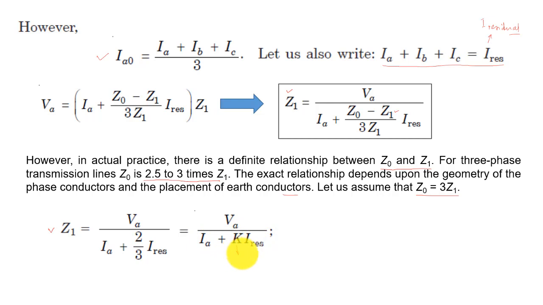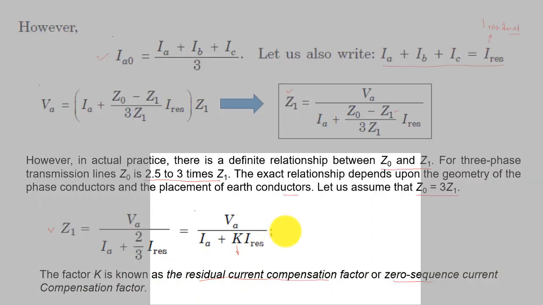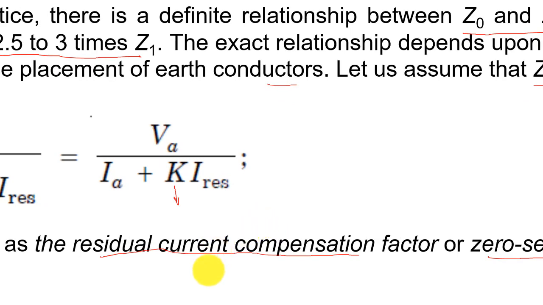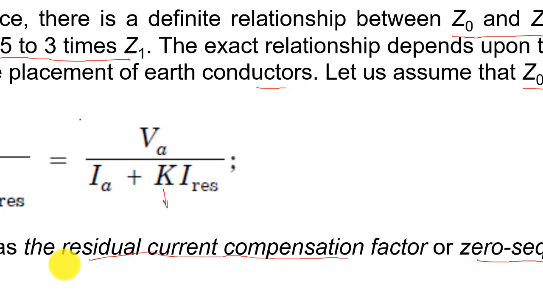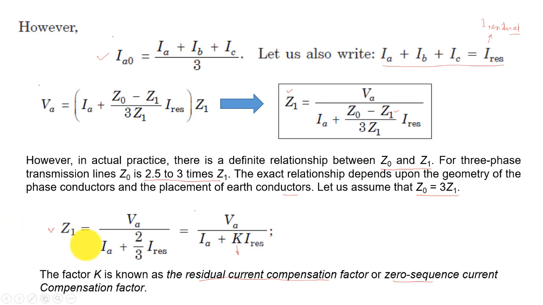K is a constant, a coefficient. The factor K is known as the residual current compensation factor, or zero sequence current compensation factor.